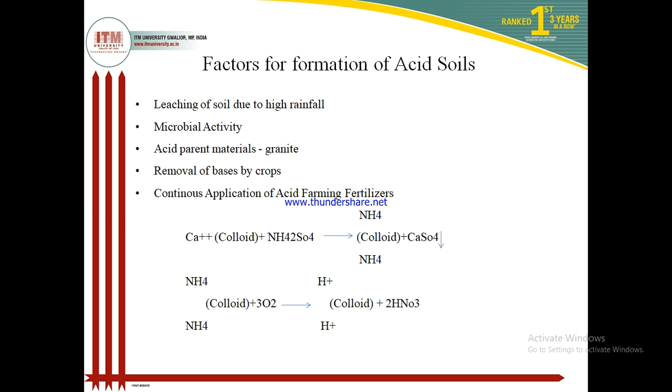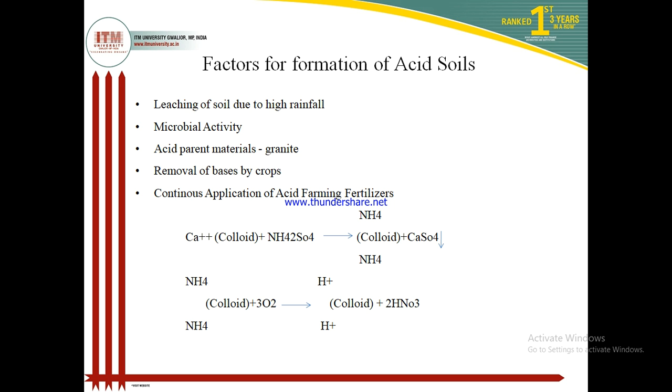Now, factors of formation of acid soil: mostly leaching of soil due to high rainfall. In high rainfall areas, all the bases are leached down to the lower horizon, and the hydrogen ion is adsorbed on the colloid, and mostly they create the acidity in the soil. Now the microbial activity: due to low pH, some microbial activity is not properly done, so mineralization and decomposition of organic matter is very poor, and the nutrient availability is also very poor.